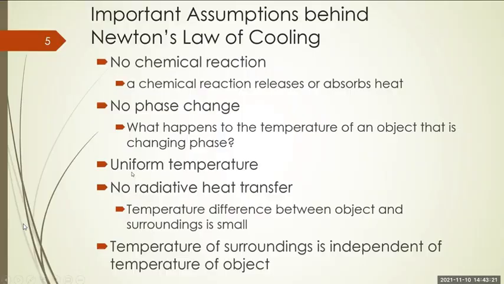And then we assume that there's uniform temperature all throughout and that no radiative heat transfer happens, meaning the temperature difference between the object and the surrounding is small. And then lastly, the temperature of the surrounding is independent of the temperature of the object. So the temperature of the object could change without the surrounding changing. Please take note of these.